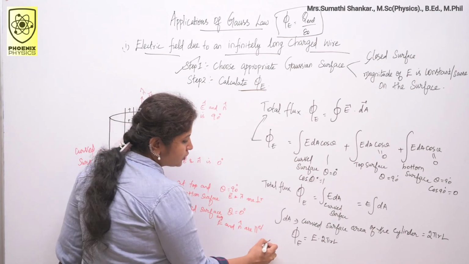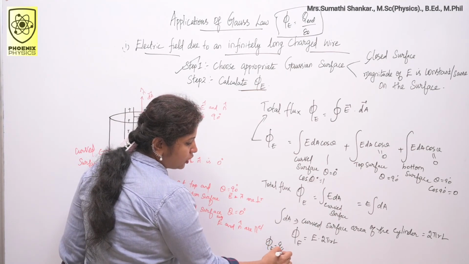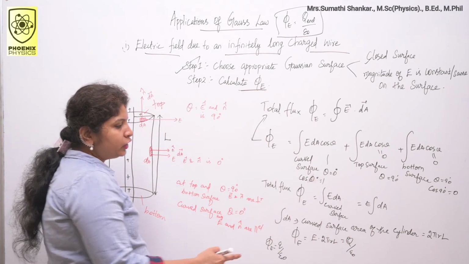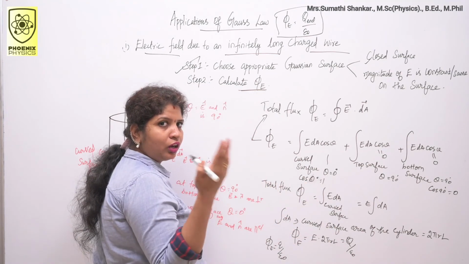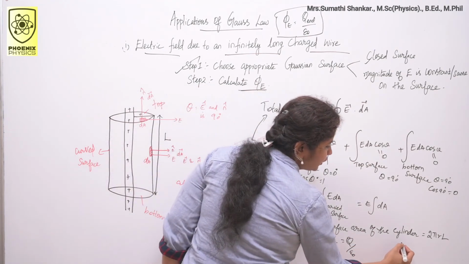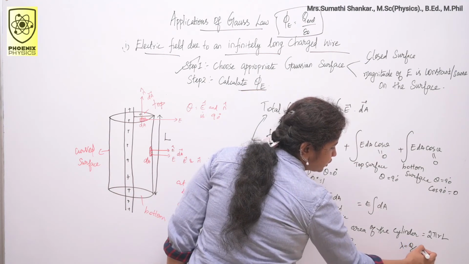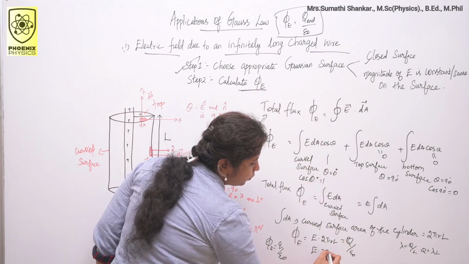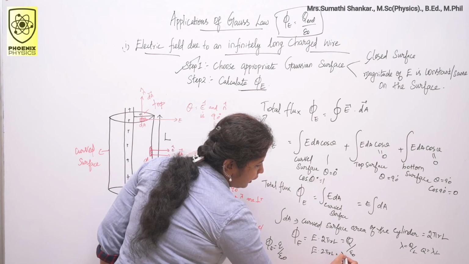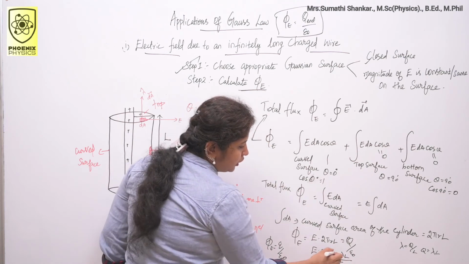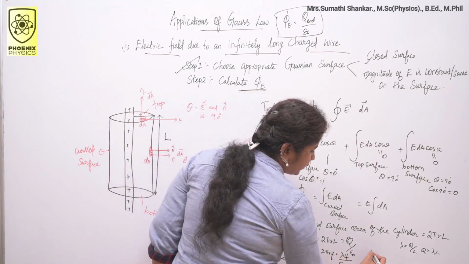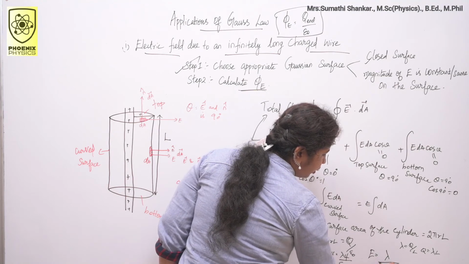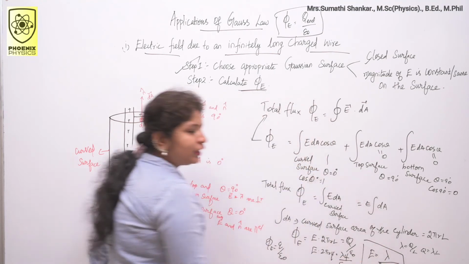You know from Gauss law that phi E is equal to Q by epsilon naught. How do you write Q in terms of lambda? Lambda is nothing but the charge density. You know that lambda is equal to Q by L, so Q is lambda L. Substitute here: E times 2 pi r L is equal to lambda L divided by epsilon naught. Cancel this L. Finally you get E is equal to lambda divided by 2 pi r epsilon naught. This is our final expression.